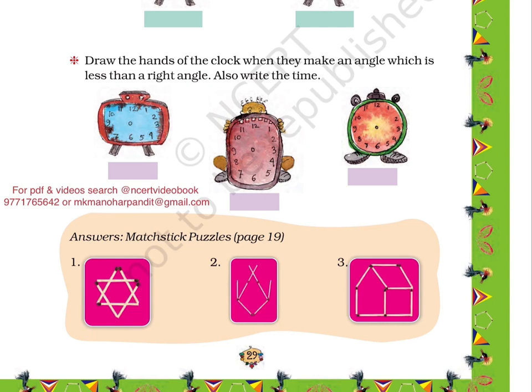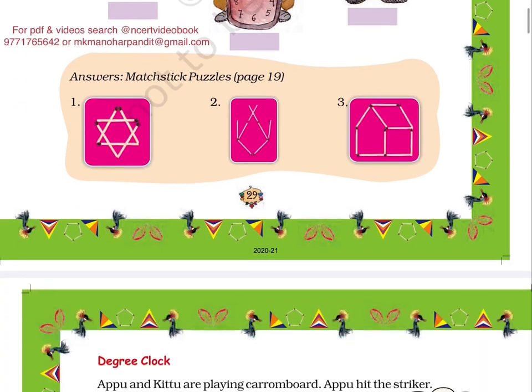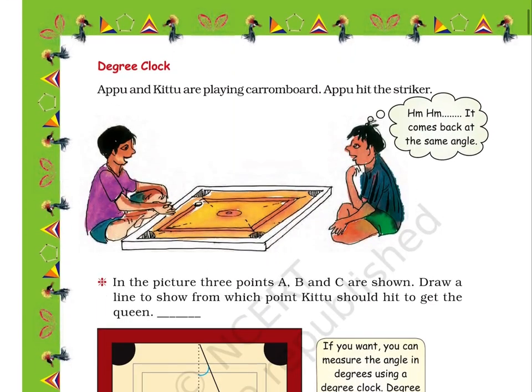Below this we have the answers of the matchstick puzzles given on page 19. Page 30. Degree clock. Appu and Kittu are playing carom board. Appu hit the striker. Below this we see a picture of Appu and Kittu playing carom board. Appu hit the striker and Kittu is shown thinking, it comes back at the same angle.